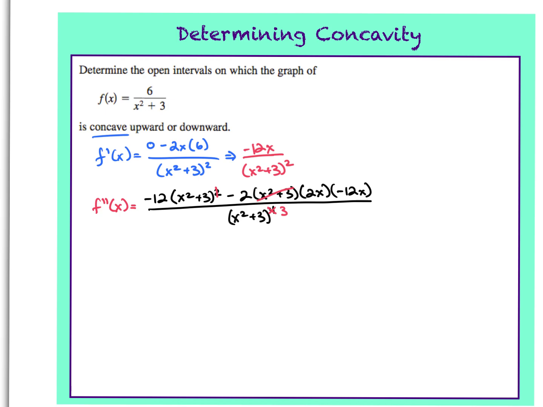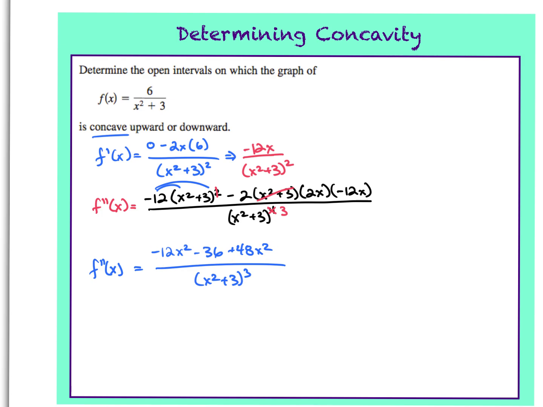Now what would I do with this negative 12? I would distribute that in. So now I'd have negative 12x squared, and then minus 36. And then I have negative 2 times 2x times negative 12x, so that would become positive 48x squared, all over the quantity x squared plus 3 cubed. Now I would simplify it up a little bit more. How many x squareds do I end up having?